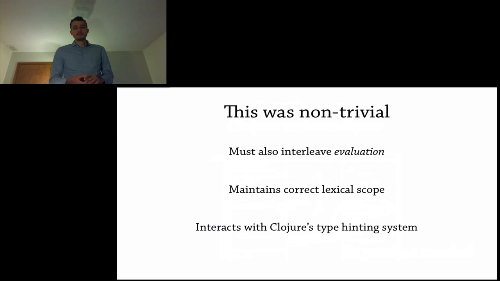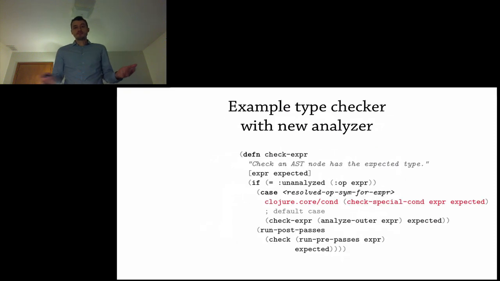And then Clojure actually already has a type hinting system. So if you add that up, I had to deal with interleaved macro expansion, evaluation, two type systems, and maintaining correct lexical scope. So this was fun. But once this was actually built, we could build type systems with it that allow custom rules for macros.